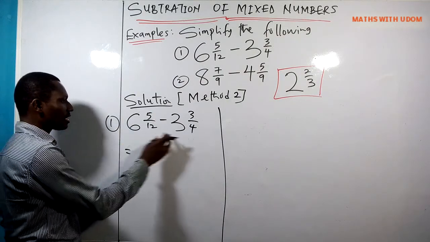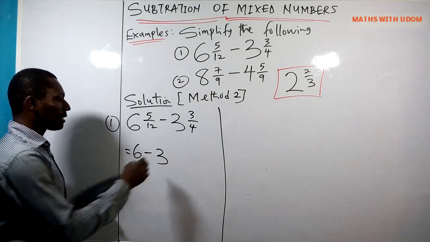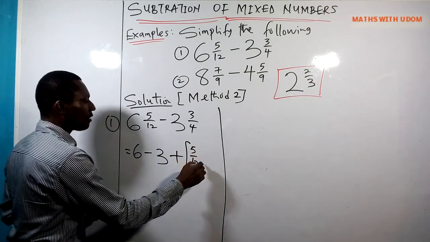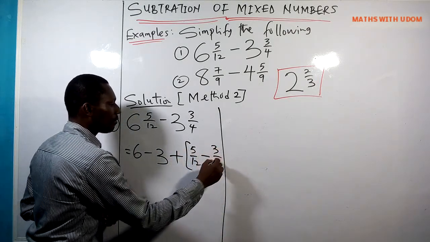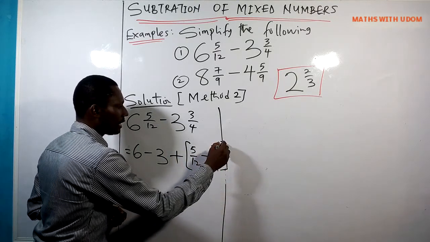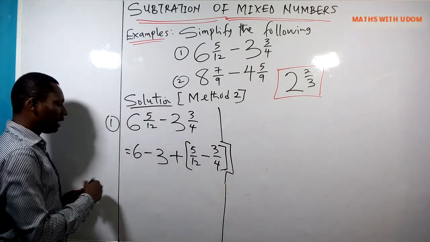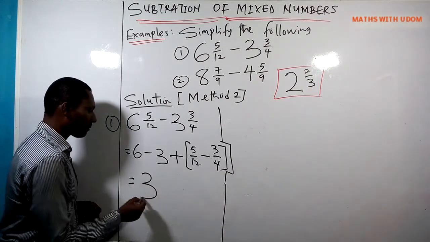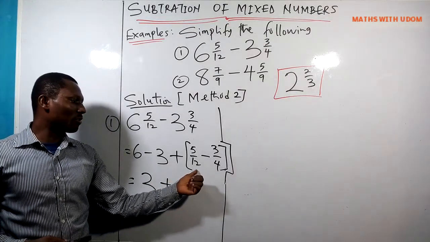That will give us 6 minus 3, done separately, plus, you open a bracket, then we have 5 over 12 minus 3 over 4. We close the brackets. So what do we have? Now, the whole parts: 6 take away 3 will give us 3. Plus, now, this fractional part, the LCM of 12 and 4.